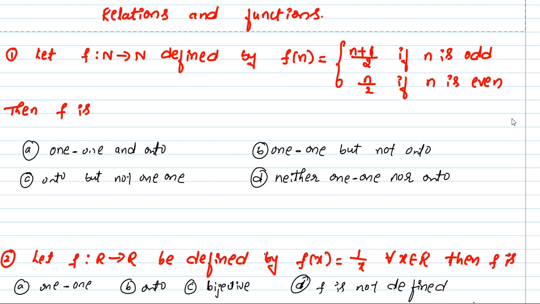Good morning to all. In today's class, we will discuss relations and functions for CET purpose. The first question is: let f mapping from N to N be defined by f of n is equal to (n plus 1) divided by 2 if n is odd, n divided by 2 if n is even, then f is.